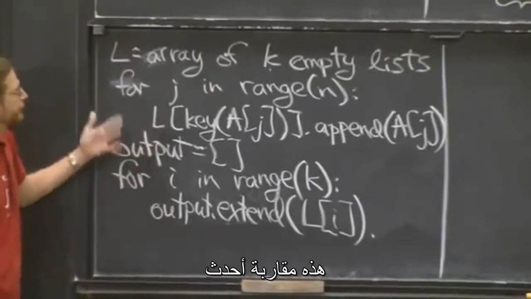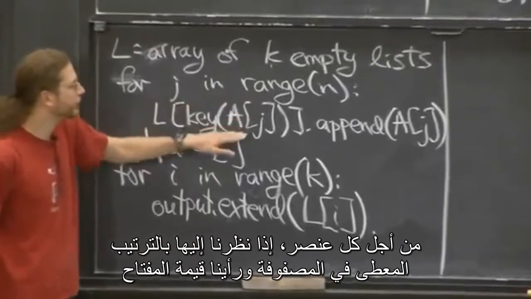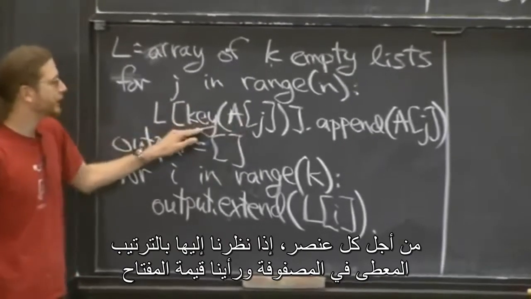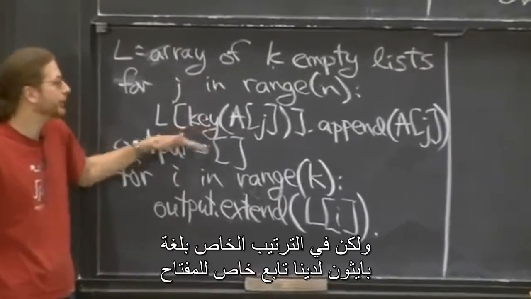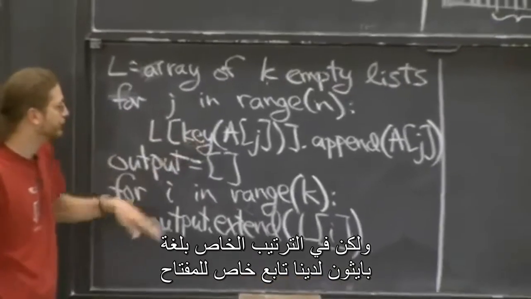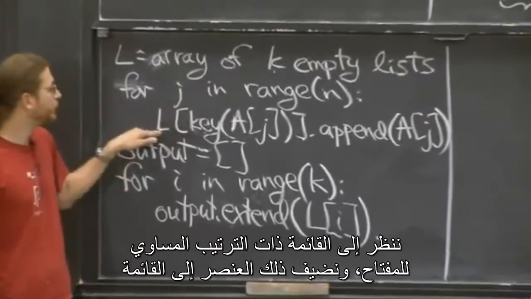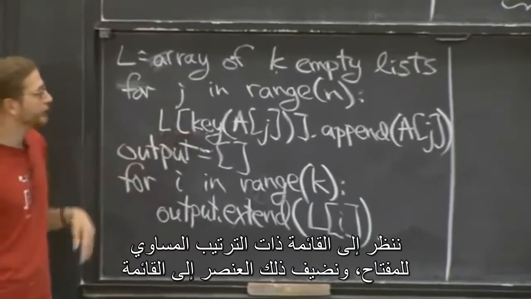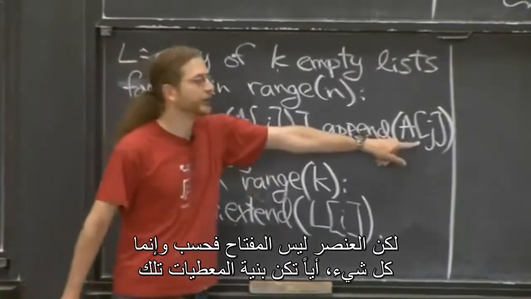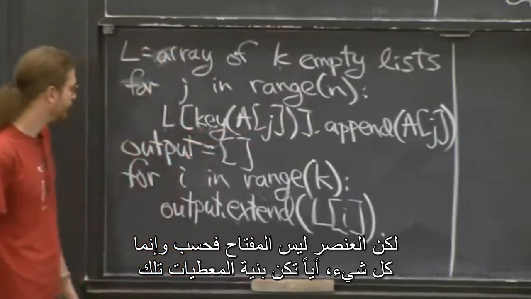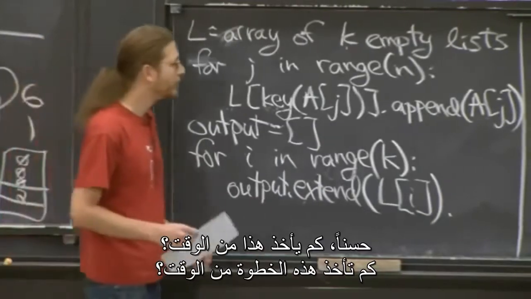This is a more modern perspective, if you will. For every item, if you look at them in the given order of your array, you see what its key value is. Maybe that's not exactly the same as the item. So it could be key of x is just x. But you know, in Python sort, for example, you're given a key function. So you take that key value. The key is guaranteed to be an integer between 0 and k minus 1. So you look at the list, that numbered list, and you just add this item to the list. Okay? But the item is not just the key. It's everything, whatever that data structure is. And then you just go through the list. You concatenate them. Okay?